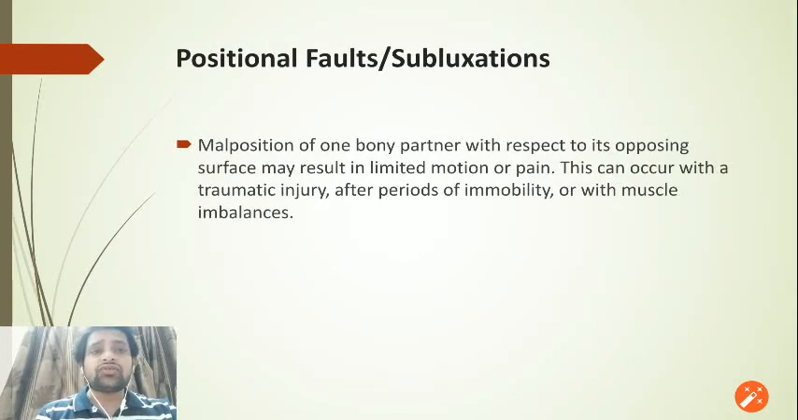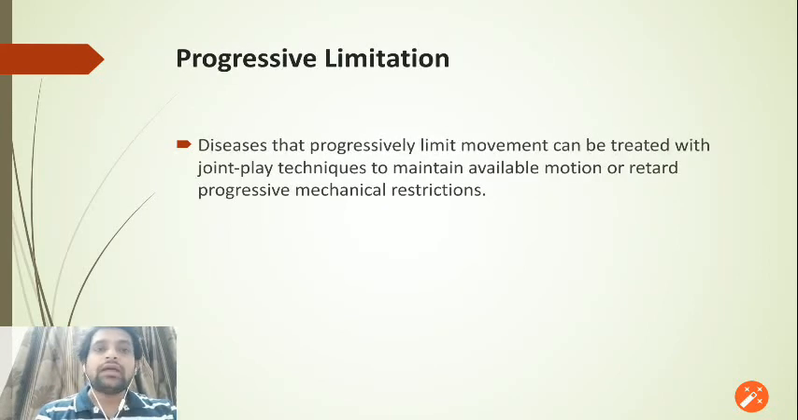In case of positional faults or subluxation, we can use mobilization. That means the malposition of one bony partner with respect to its opposing surface may result in limited motion or pain, and this can occur with a traumatic injury, after periods of immobility, or with muscle imbalances.